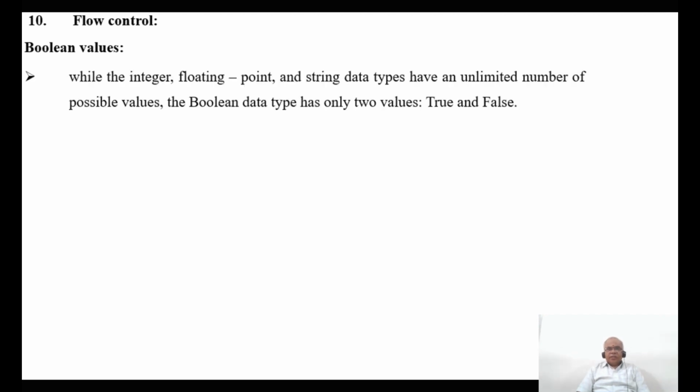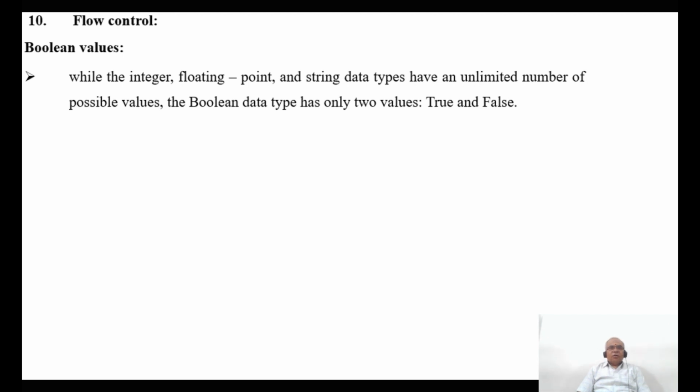In this session, we are going to take up one more topic on flow control in Python programming. So here, the first thing we are talking about in flow control is the Boolean values. What is a Boolean value? The Boolean value will always be considered to be either true or false.